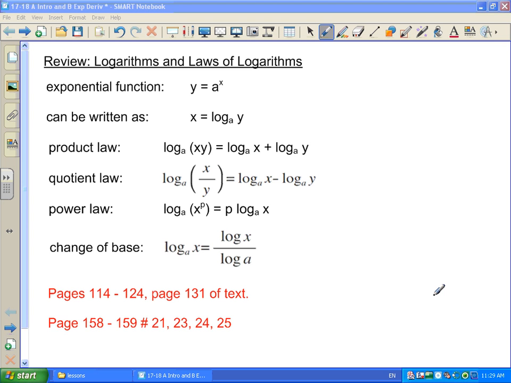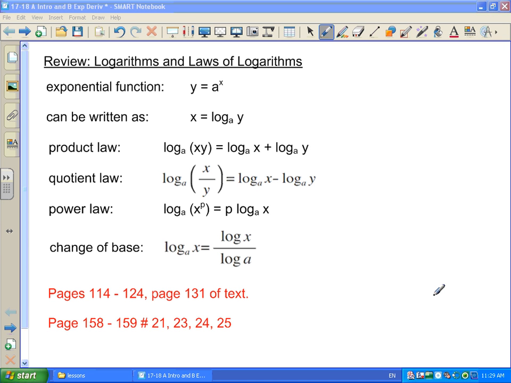This is our first lesson on Unit 1718, which is derivatives of exponential and logarithmic functions. Before you get into this unit, you might want to review some of the material on logarithms and laws of logarithms that you covered in advanced functions. You can see here what you're going to be responsible for, some reading and some possible questions that you can do. We're not going to go over this in class.